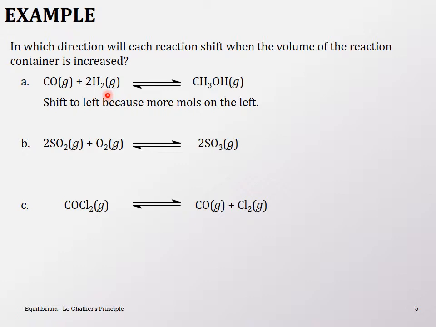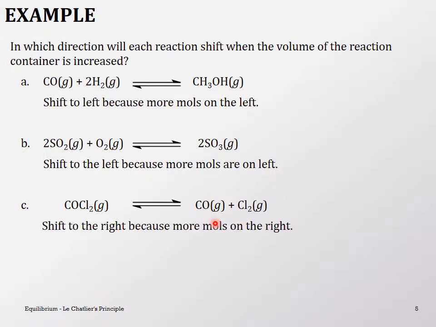Okay, all right. So here in the next one, where we have 2 sulfur dioxide and 1 oxygen to give 2 sulfur trioxide. So here again, the number of moles are more on the left-hand side. So if the volume of the reaction container is increased, then again, my equilibrium will shift to the left because the number of moles are more on the left-hand side. Let's look at the last equation, COCl2 to give carbon monoxide and chlorine. Now the number of moles are more on the right-hand side. So if you increase the volume of the reaction container, it will now shift to the right because there are more moles on the right.